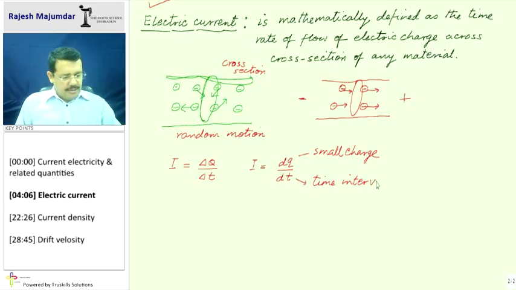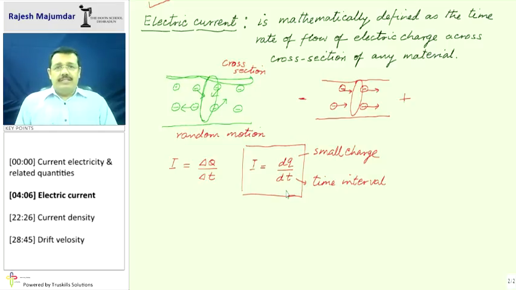How much charge is passing in dt time? dq charge is passing through the cross section. So this ratio is called the electric current. This is known as electric current.